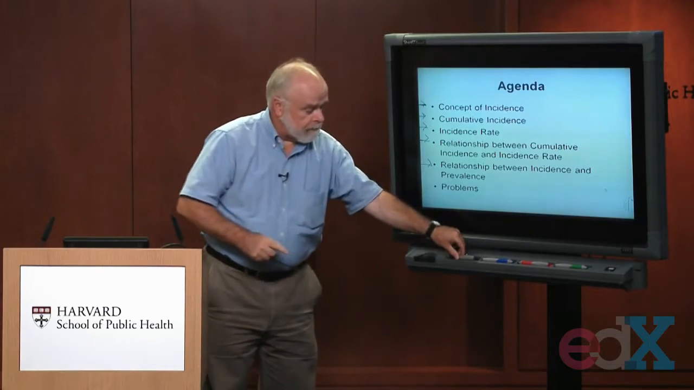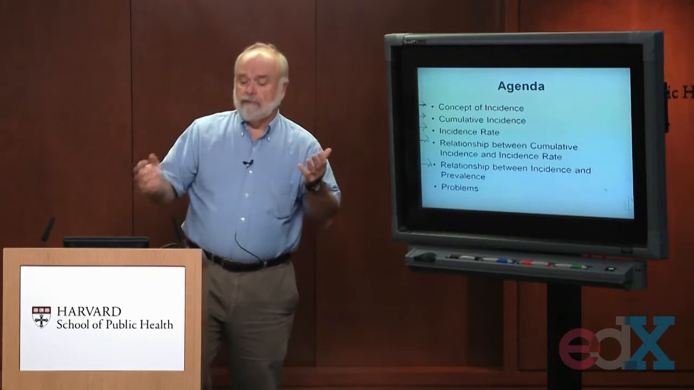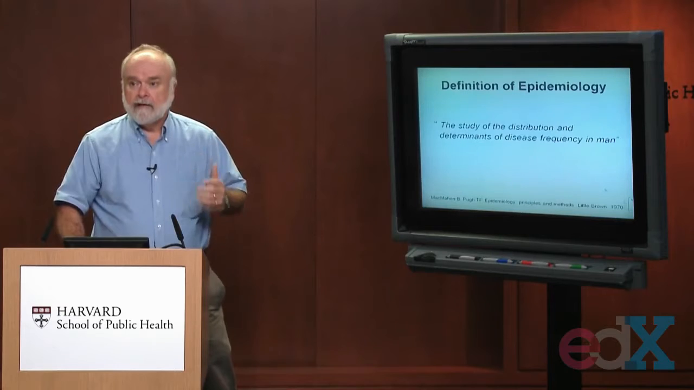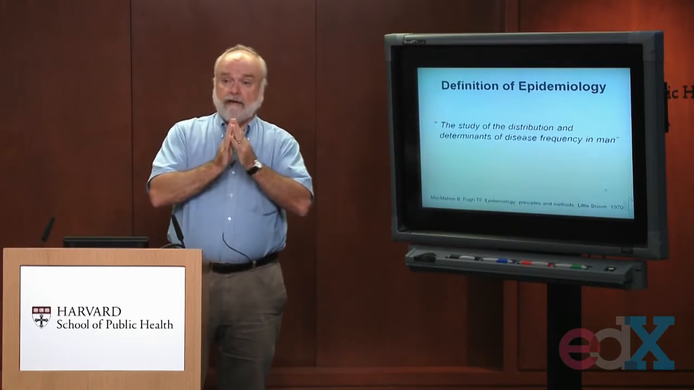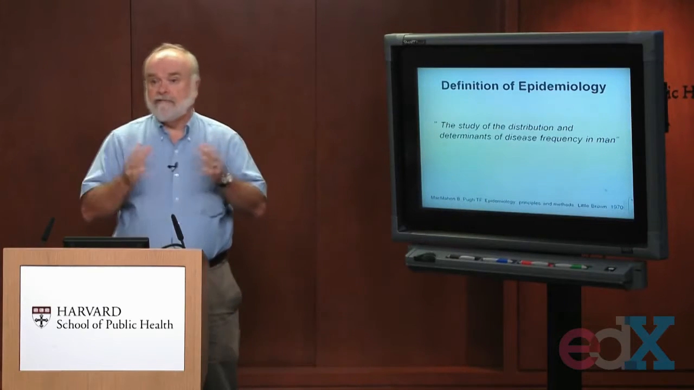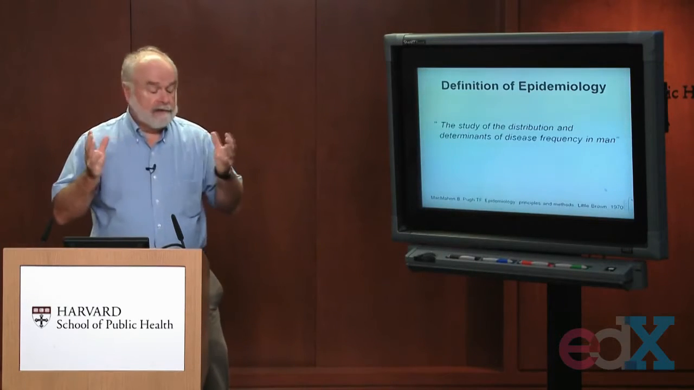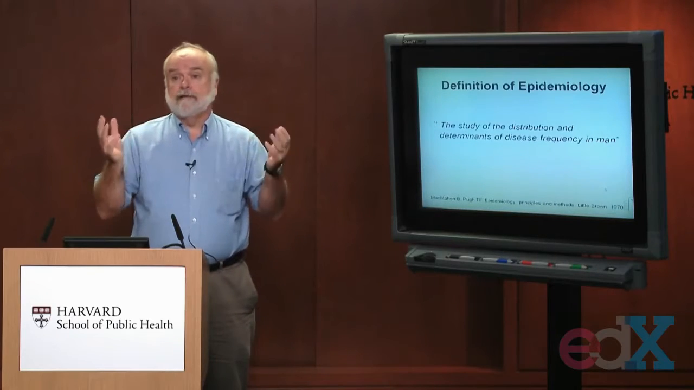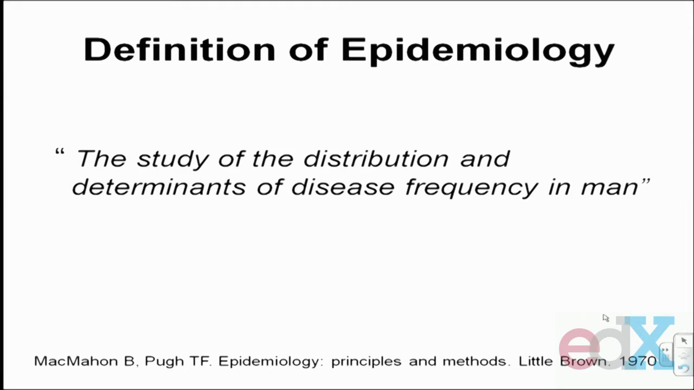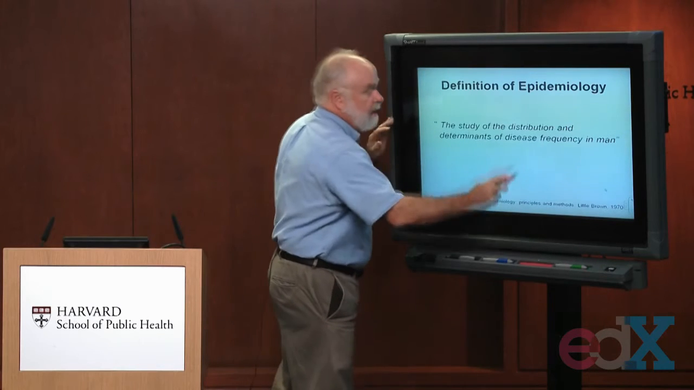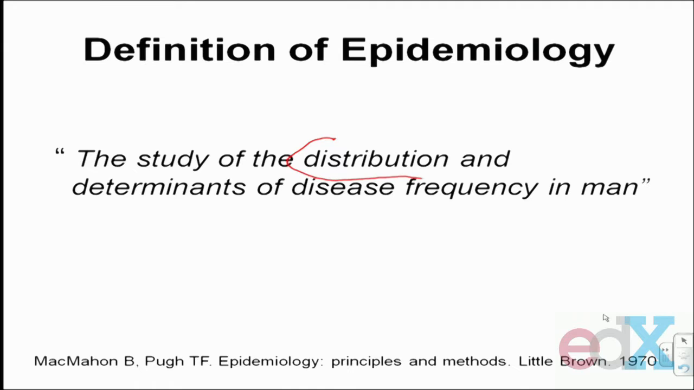That's where we're going. But to begin, let's review what we talked about last time. Last time I started off by giving you my favorite definition of epidemiology, the definition that I learned as a student some 30-odd years ago. It says epidemiology is the study of the distribution and determinants of disease frequency in man. And just like last week, this week we will be focusing on the idea of distribution of disease.